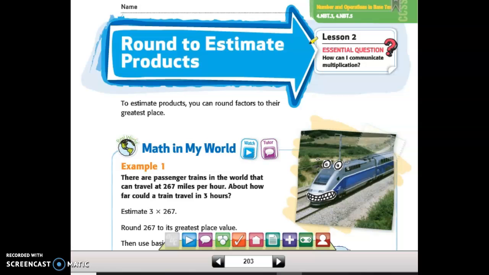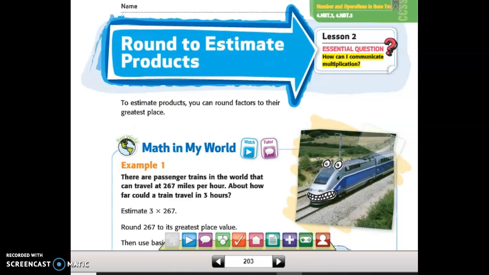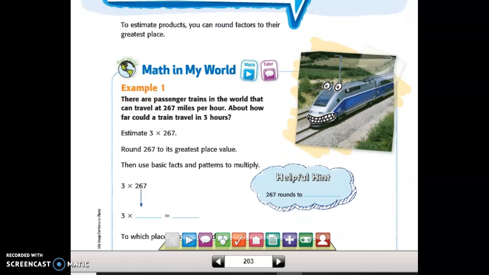Here's Chapter 4, Lesson 2. Our essential question in this chapter is how can I communicate multiplication? Today's lesson we're going to round to estimate products. To estimate products, you can round factors to their greatest place. And rounding to the highest place value means you can solve a basic fact like we did in Lesson 1.